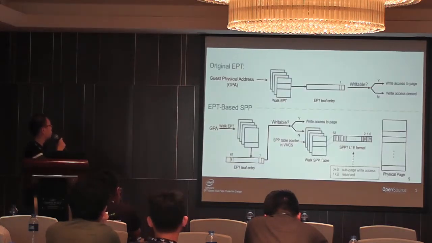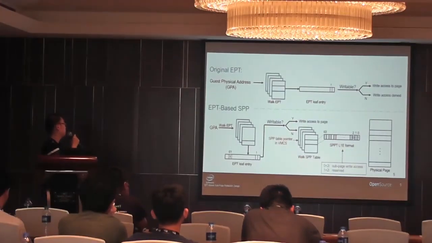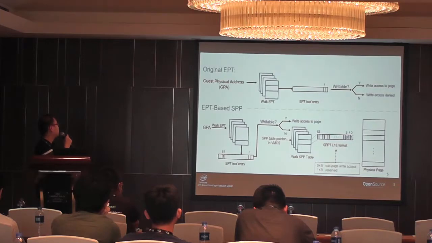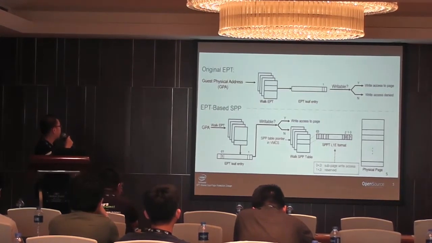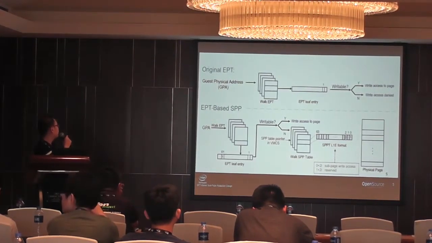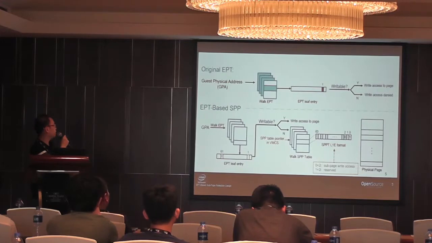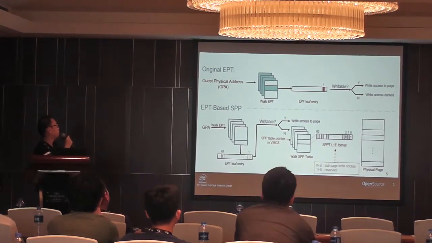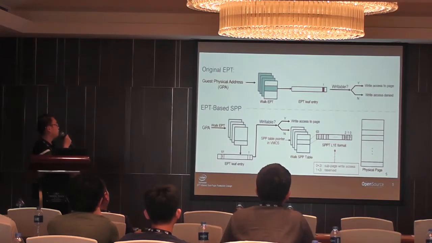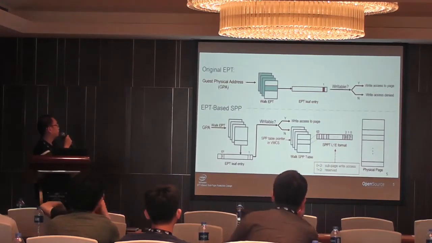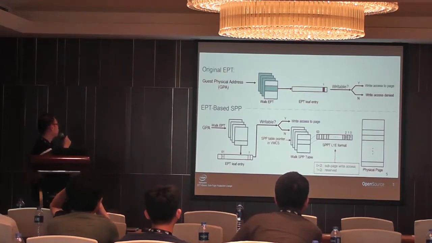Next is the overall picture of sub-page protection. Before SPP, let's look at the original EPT. In order to convert the guest physical address to host physical, we walk a four-level EPT page table until we find the EPT leaf entry. In the EPT leaf entry, we read the writable bit. If it's writable, yes, the whole page has write access. Otherwise, write access is denied for the whole 4K page.